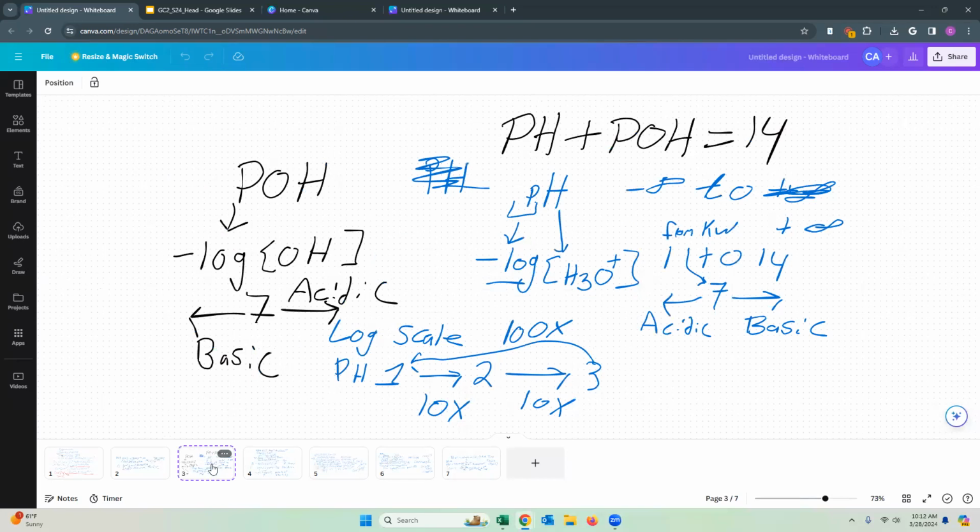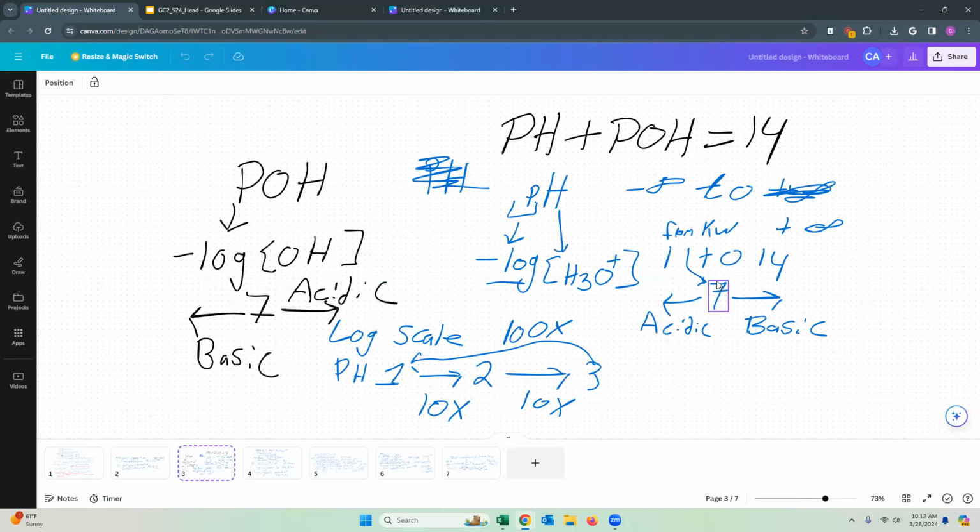Then we looked at pH. pH is minus log H3O plus concentration. You can also do pOH, minus log OH concentration. pH plus pOH is equal to 14. And pH is a logarithmic scale, which means from going 2 to 1, you are 10 times more acidic. 3 to 2, you are 10 times more acidic. 3 to 1, you're 100 times.